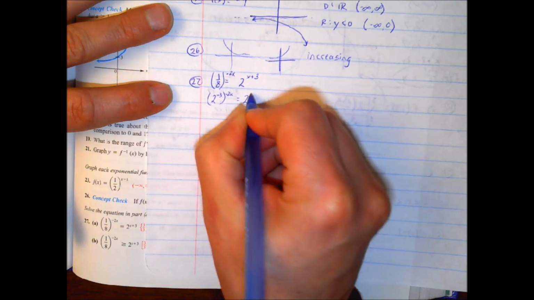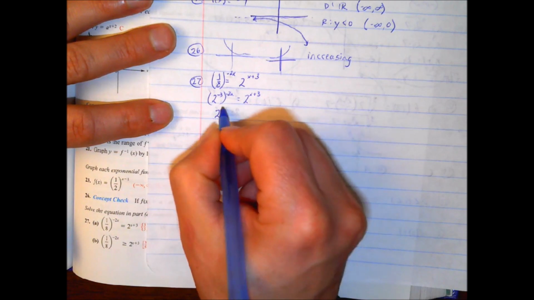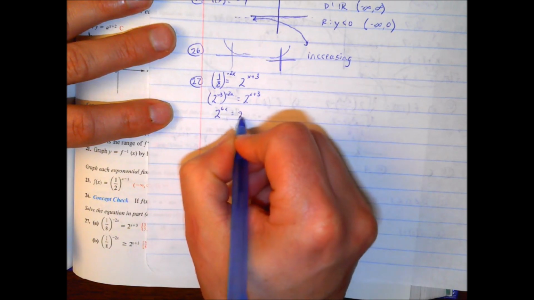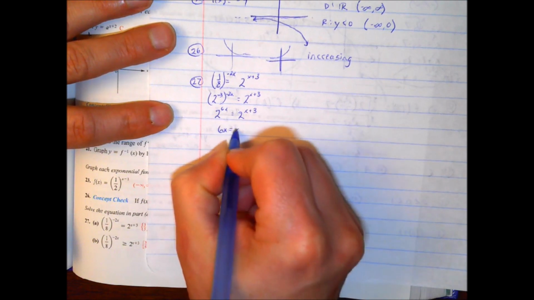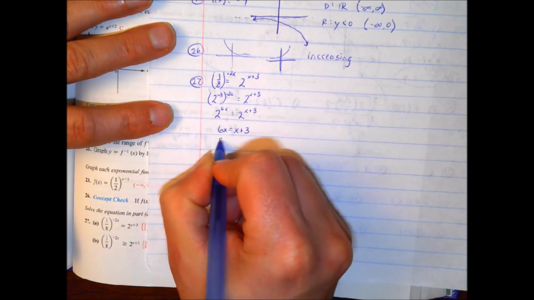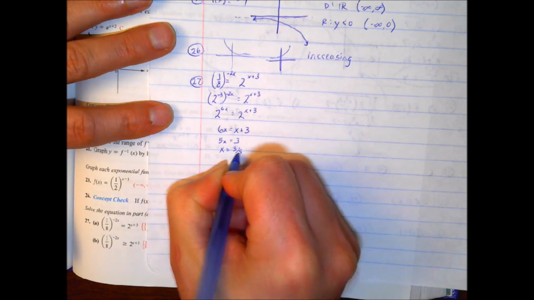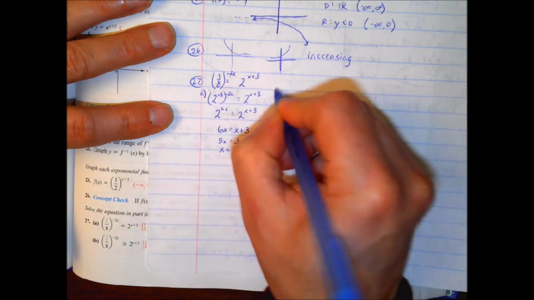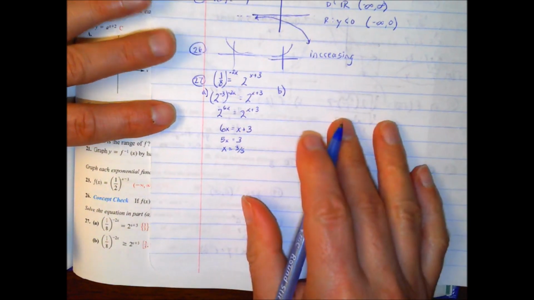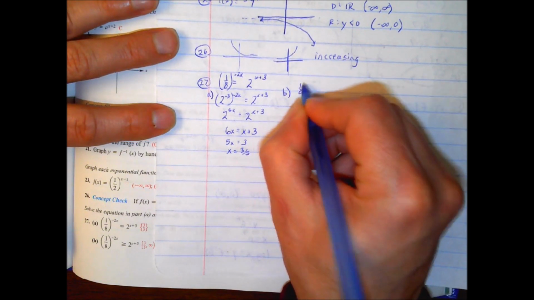Number 29. 0.5 to the negative x equals 0.25 to the x plus 1. Okay, now let's look at these as fractions. So this is 1/2 to the negative x. This is 1/4 to the x plus 1. This is 2 to the negative 1. And this is 2 to the negative 2.